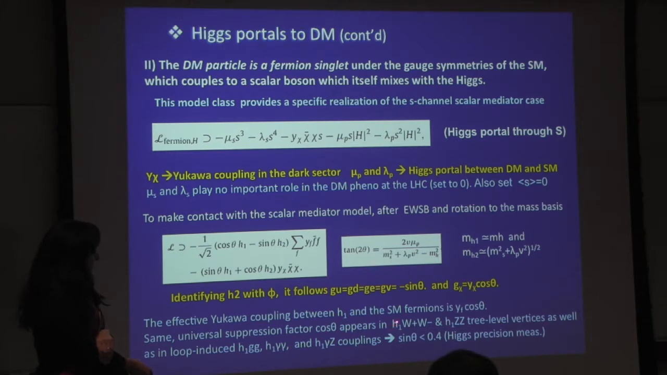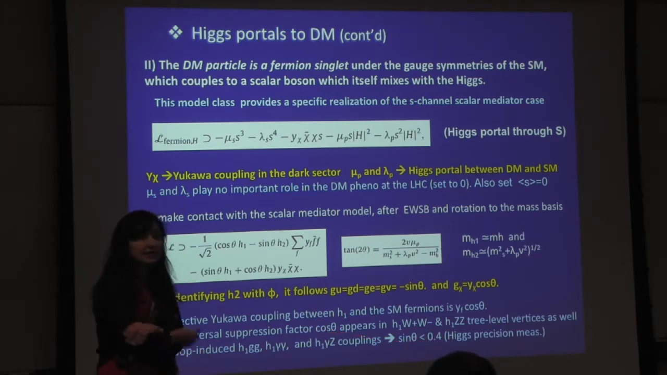All the couplings are like the standard model, the H1 to WW, the one that we measure at LHC would be this H1, and so there would be a small mixture, and this puts a bound on how small sine theta should be.